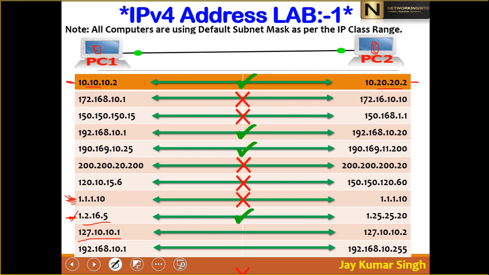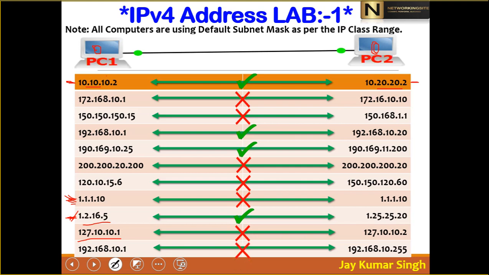We cannot use 127 because it's a reserved IP address. It's a loopback IP address. And the last one, 192.168.0.192.168.0.255. They cannot communicate. Why? Because another one is used like broadcast. Yes, very good. PC2 is using a broadcast IP address. We cannot assign a broadcast IP address to a computer. That's why they won't be able to communicate.